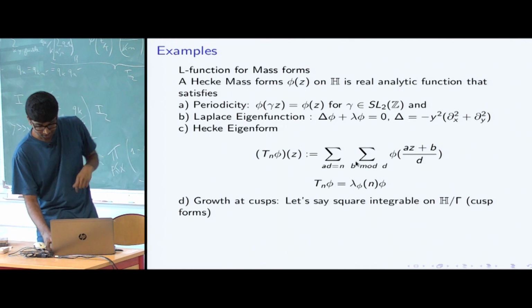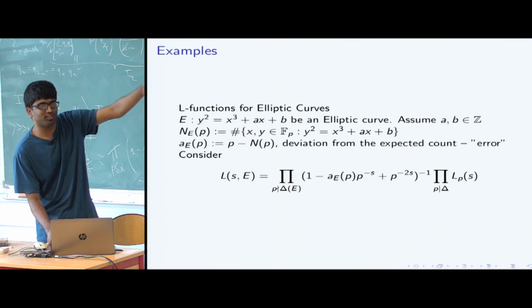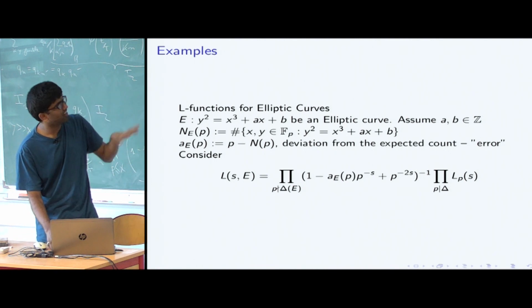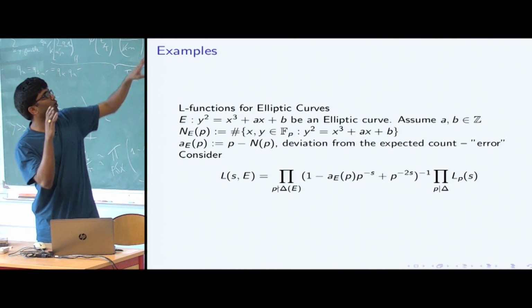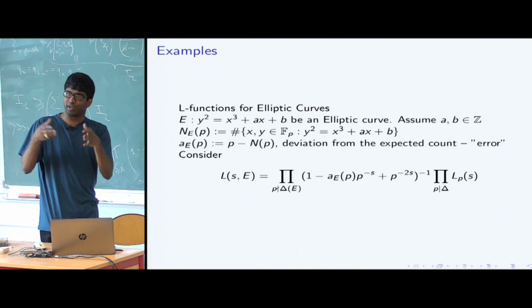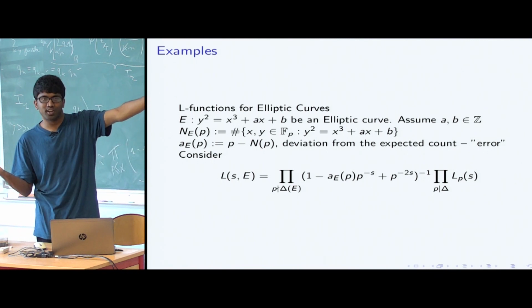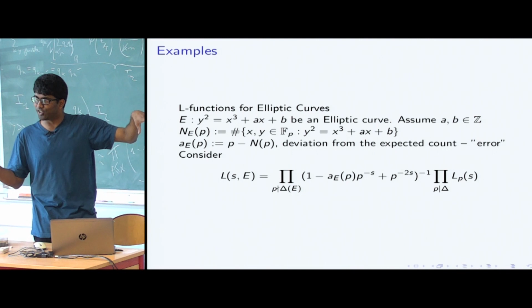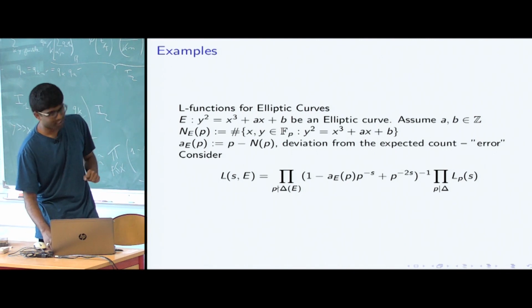This is up to a finite number of factors. For the other factors, for ramified primes, you have to define them differently. So essentially, for the elliptic curve, you have these local parameters that you get by counting points, the a_p, and using those a_p, you can construct this Euler product, and this is the L-function for the elliptic curve. And it's a degree 2 L-function.